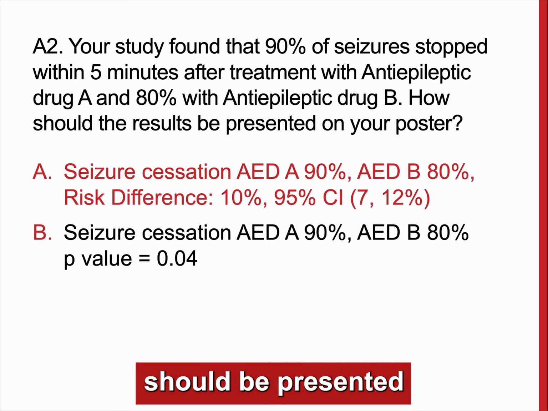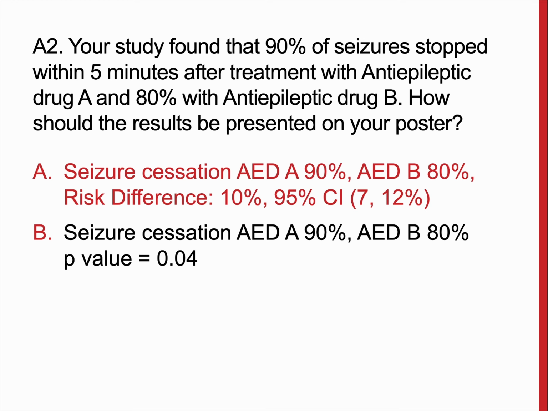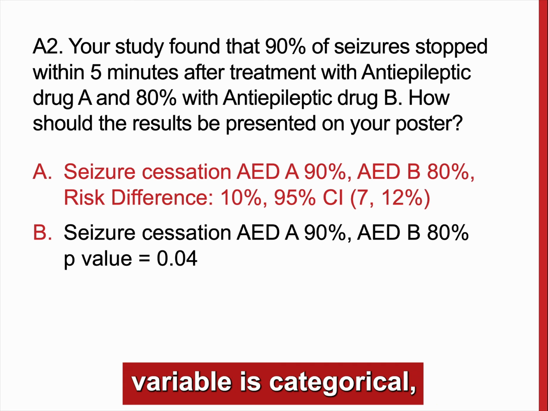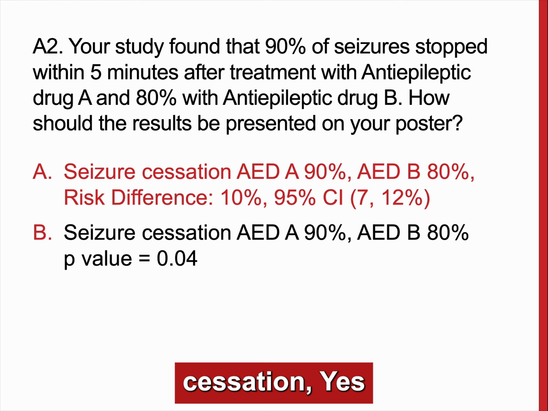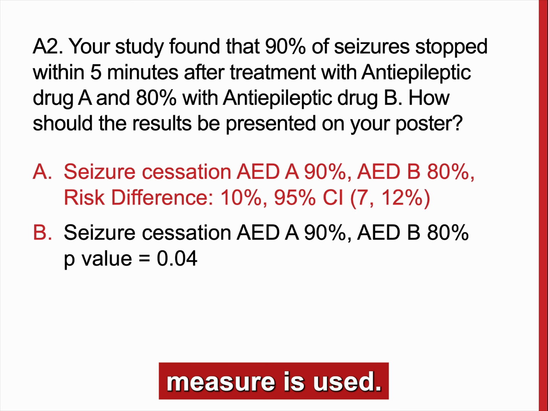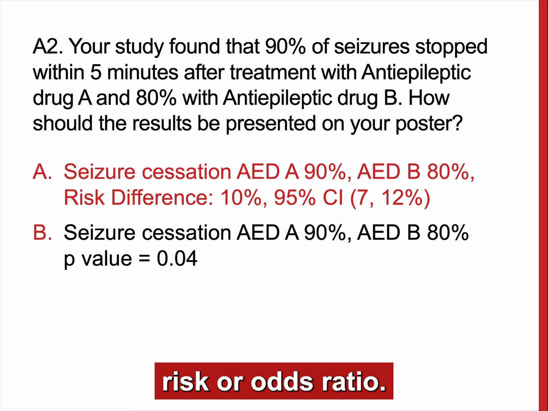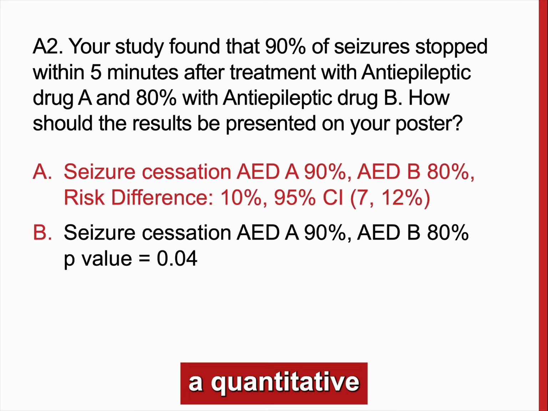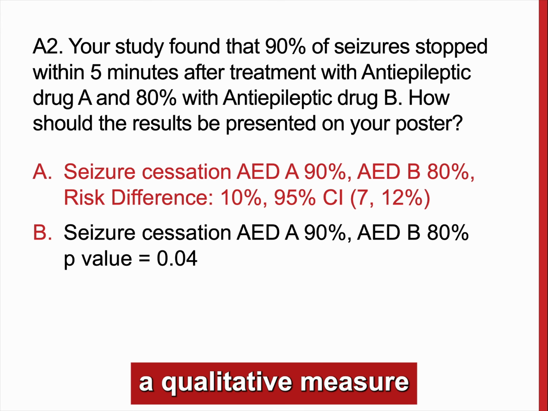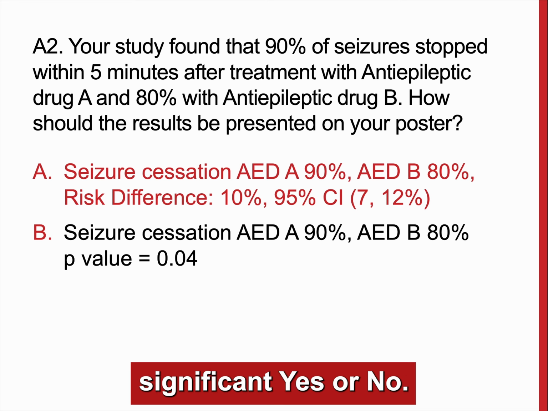When possible, results should be presented as an effect size with a 95% confidence interval. This may be an absolute risk difference when the outcome variable is categorical, such as seizure cessation yes or no, as seen in the question, or as a mean difference if a continuous outcome measure is used. The effect size may also be expressed as a relative measure, such as relative risk or odds ratio. The effect size and confidence interval provides a quantitative and qualitative measure of statistical significance. P-values only provide a qualitative measure of statistical significance, whether statistically significant, yes or no.